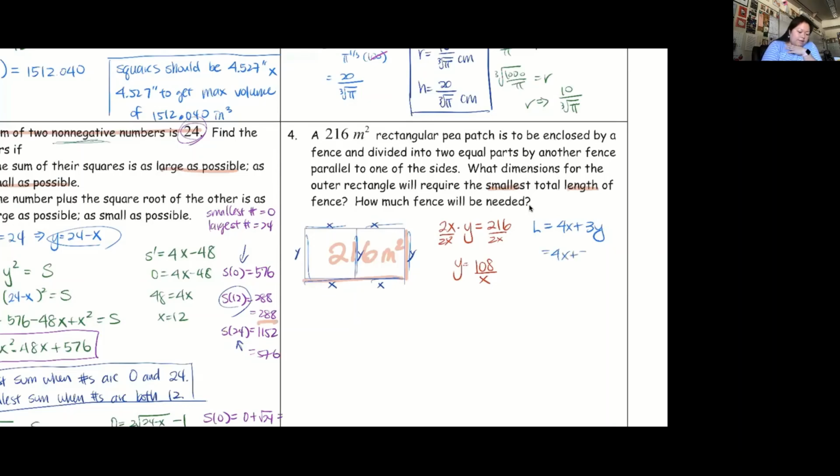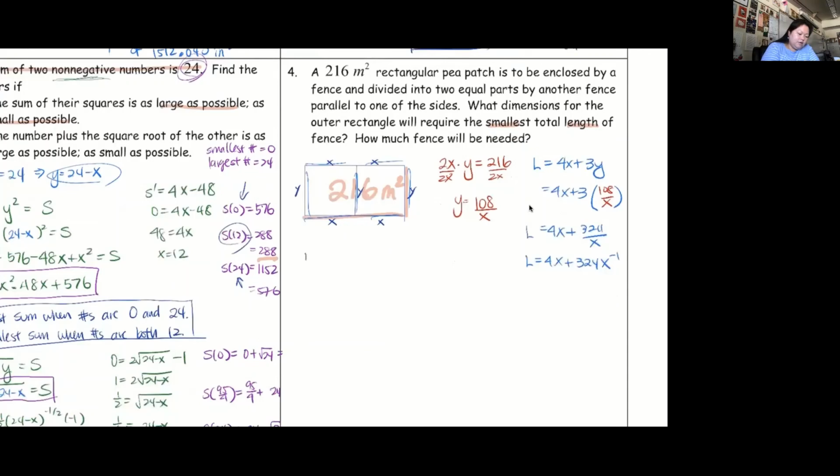Okay, I have the y solved for already. The y was 108 over x. So this gives me 4x plus 324 all over x. And this is my equation for the length of the fence. Since I want the smallest length, I need to take L prime, right? It's the smallest length of L prime. So before I do so, it might be helpful to rewrite the original L function as 4x plus 324x to the negative 1, so it's a little bit easier to see my derivative.